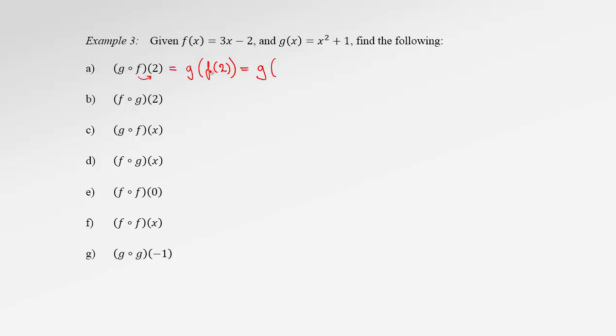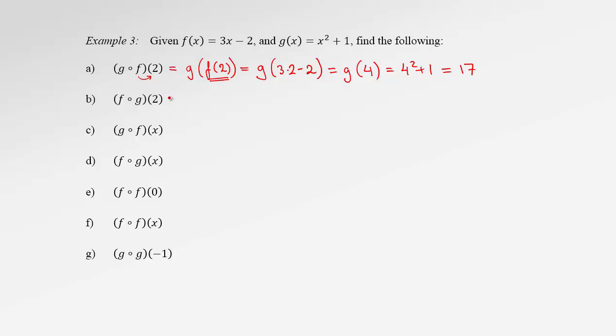First, we need to figure out what f of 2 is. Well, refer to the f function and replace x by 2. So that's 3 times 2 minus 2. Okay, let's calculate how much is that. g of 6 minus 2, g of 4. Oh, that's great, because now we know perfectly well how to find out g of 4. We refer to the g function and plug in 4 instead of x. So it's 4 squared plus 1. And this equals 17.